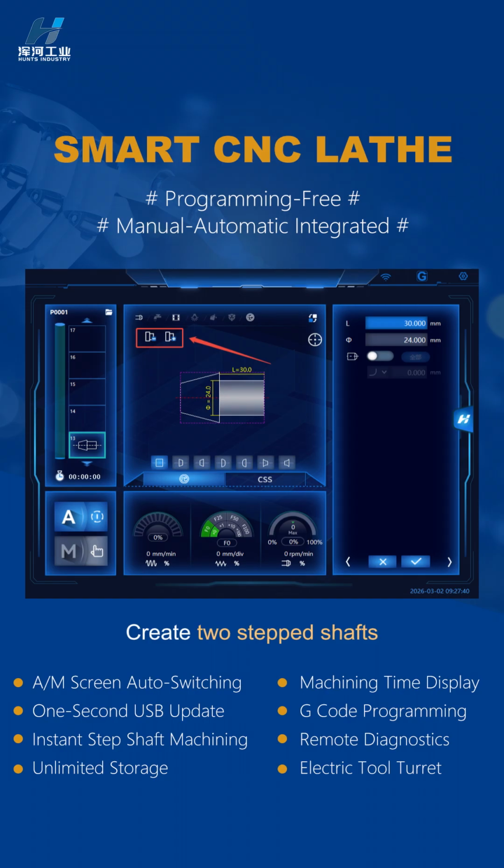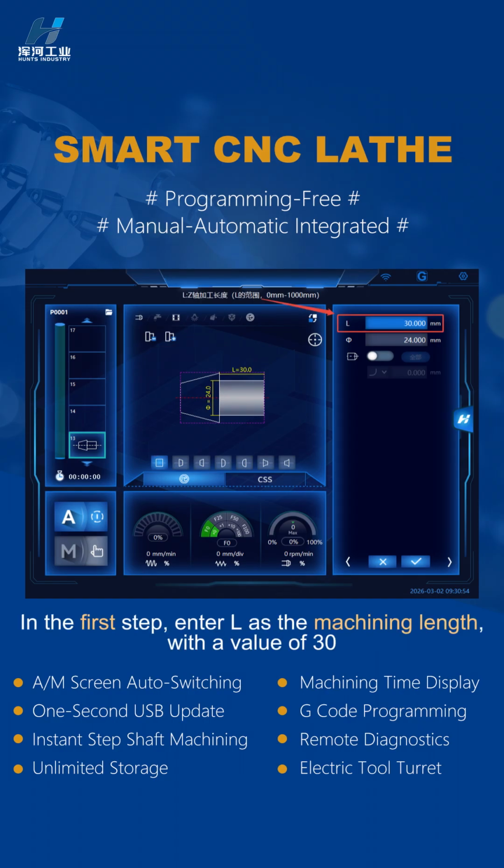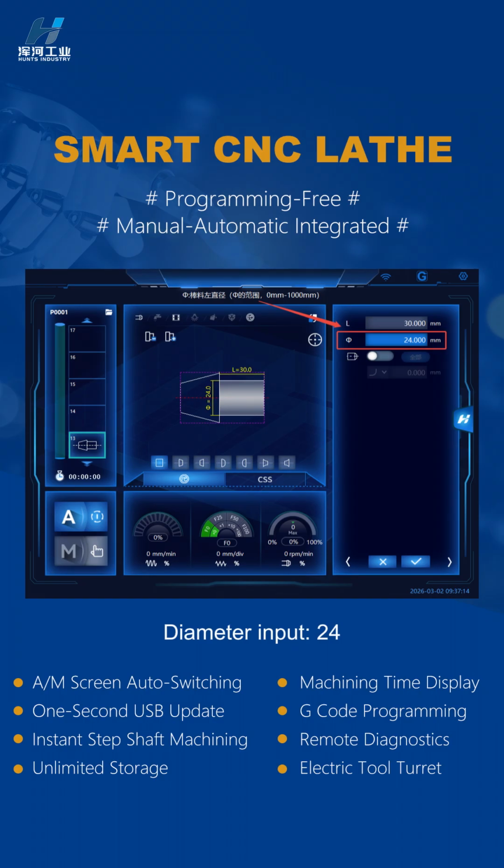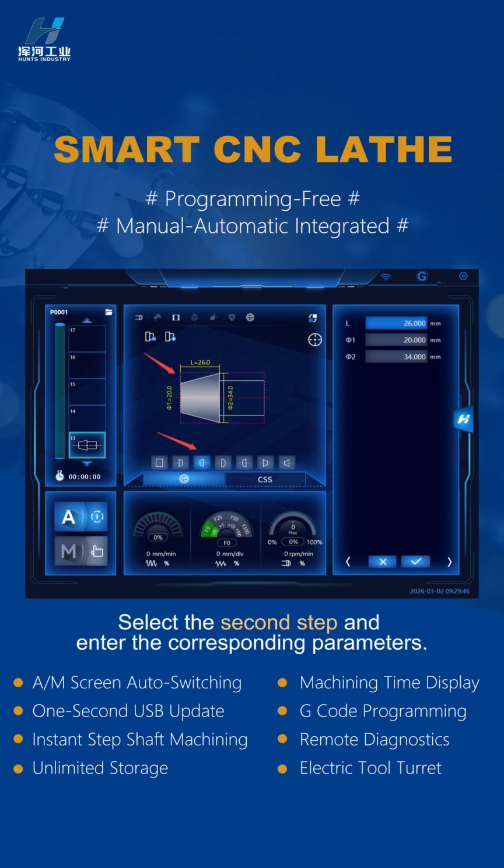Create 2 step shafts. Select rectangle shaft. In the first step, enter L as the machining length with a value of 30. Diameter input, 24. In the second step, enter L as the machining length with a value of 65.